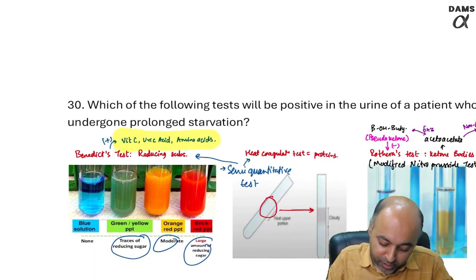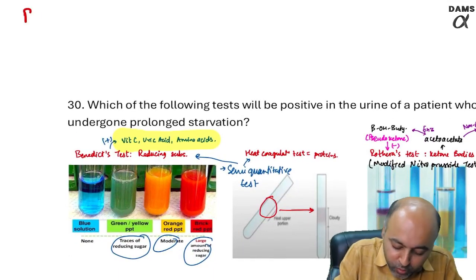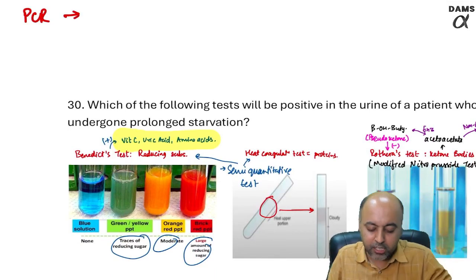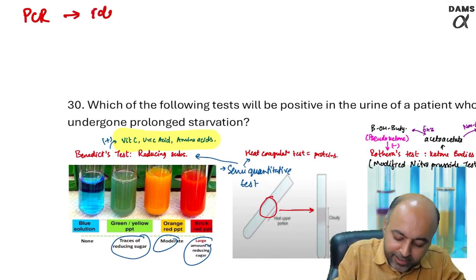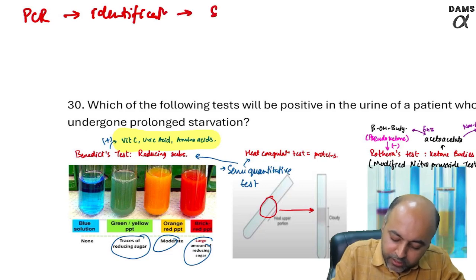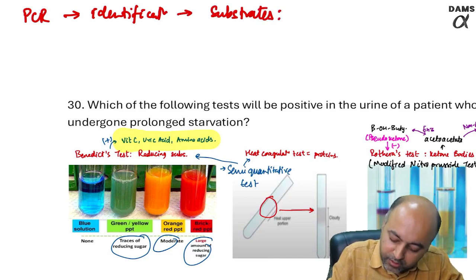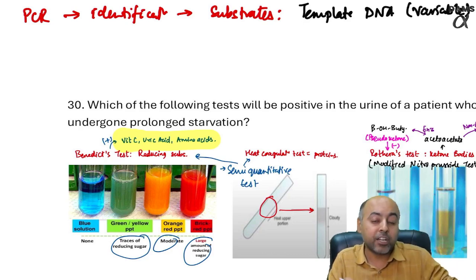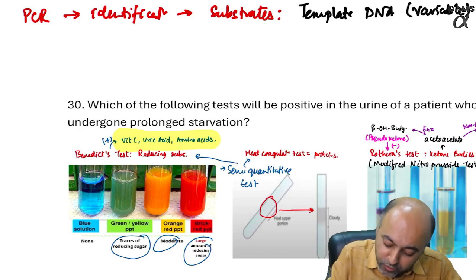Before I close, just 2 points about PCR. PCR is used for identification, and you need 6 important substrates. First, template DNA. What you have to remember is this is the only variable element. The template DNA is what comes from the patient. The rest of it we give in the lab. What do we give in the lab? We give the Taq polymerase.